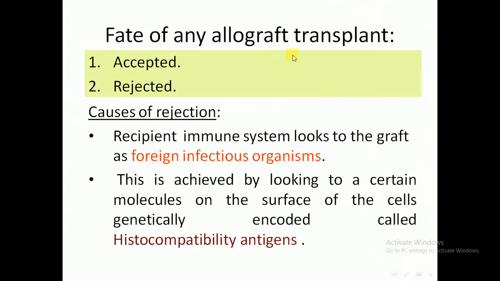The fate of any allograft transplant is either accepted or rejected. The cause of rejection: the recipient immune system looks at the graft as a foreign substance, like a foreign infectious organism. This is achieved by recognizing certain molecules on the surface of the leukocyte, called the human leukocyte antigen or histocompatibility antigen, so called because it is responsible for rejection in transplantation.